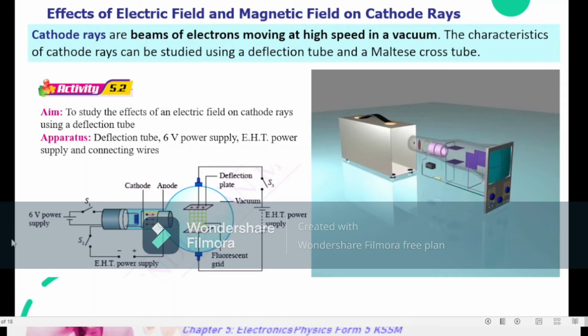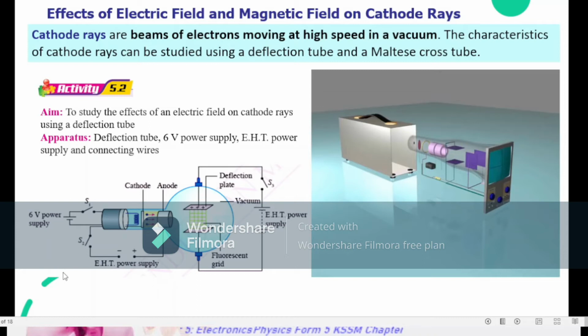As you can see from this diagram, this is the 6-volt power supply that is connected to the filament. The filament is placed near the cathode to heat up the cathode. And this is the anode. You can see the cathode and anode are connected to the EHT power supply. And in this tube, you can see there are 2 plates. The above plate is connected to the positive terminal of the EHT power supply. The bottom plate is connected to the negative terminal of the EHT power supply.